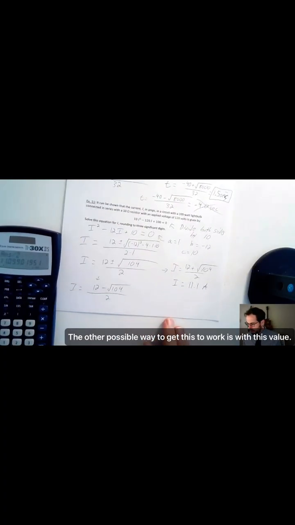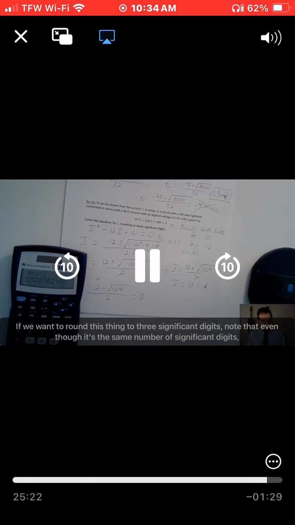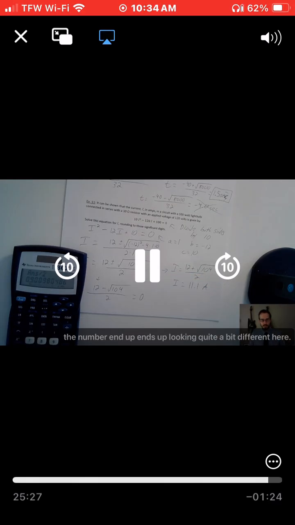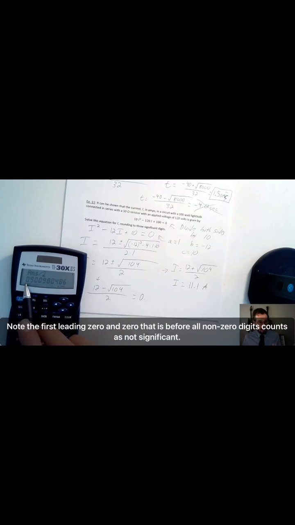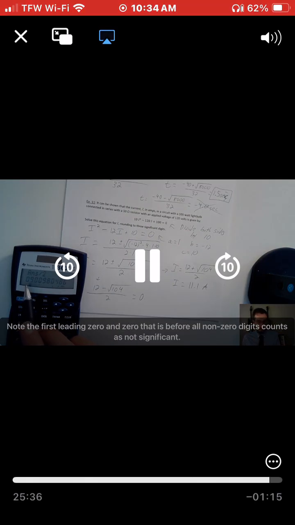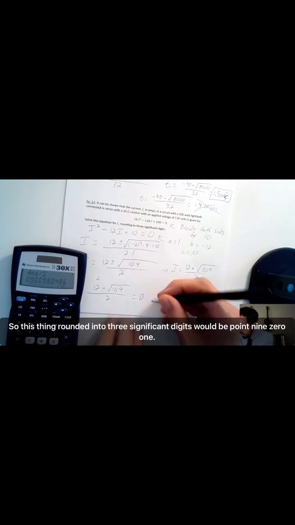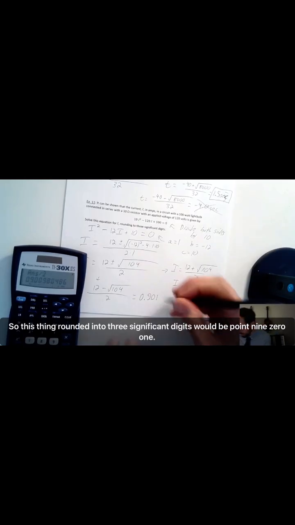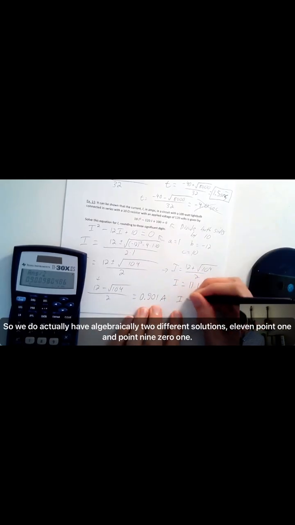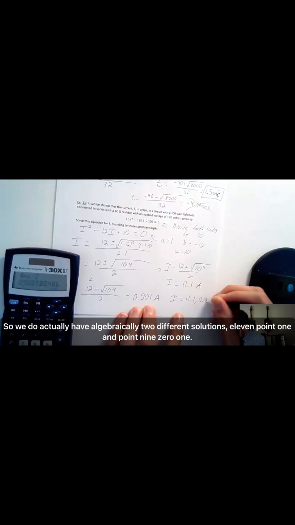The other possible way to get this to work is with this value. Let's see if that number makes sense. 12 minus the square root of 104. Take that value and divide it by 2. And actually, this number does make sense. If we want to round this to 3 significant digits, note that even though it's the same number of significant digits, the number ends up looking quite a bit different here. Note the first leading zero, any zero that is before all non-zero digits, counts as not significant. So significance starts with this digit, the 9. So the tenths digit, the hundredths digit, and the thousandths digit are all going to be significant. That last one is going to have to get rounded up because the digit afterwards is larger than 5. So this thing, rounded to 3 significant digits, would be 0.901. So we do actually have algebraically two different solutions, 11.1 and 0.901.